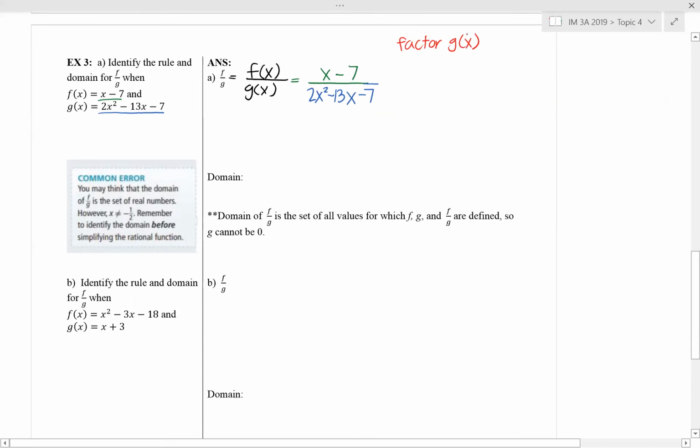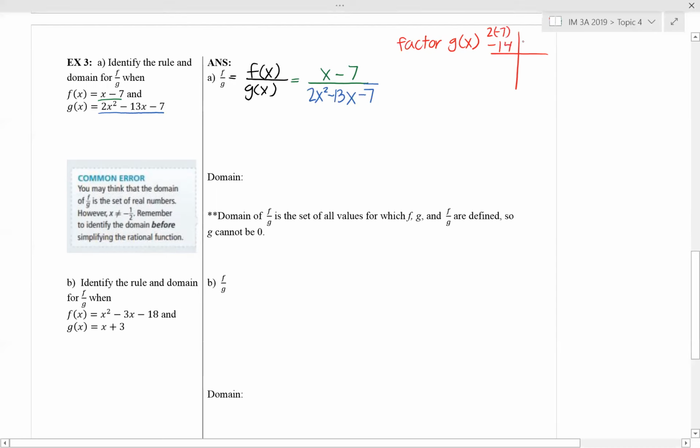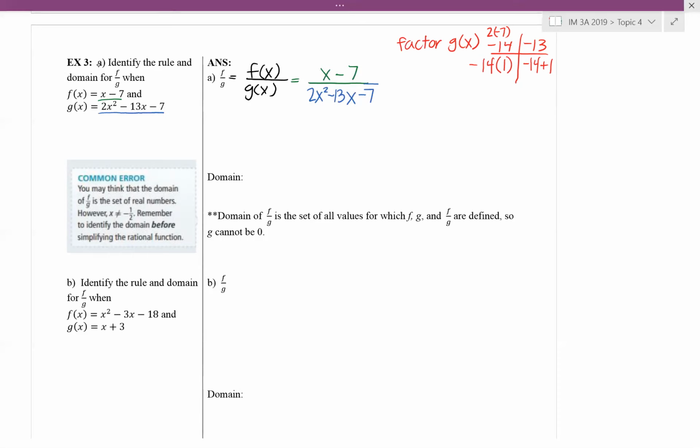And so what we're going to do here is factor g of x using a product sum. So since g of x is a quadratic where a is 2, we're going to multiply 2 times negative 7 and get negative 14. So we want two numbers that multiply to negative 14 and add to negative 13. So those two numbers are going to be negative 14 and positive 1. So negative 14 times positive 1 makes negative 14, and then negative 14 plus 1 makes negative 13.